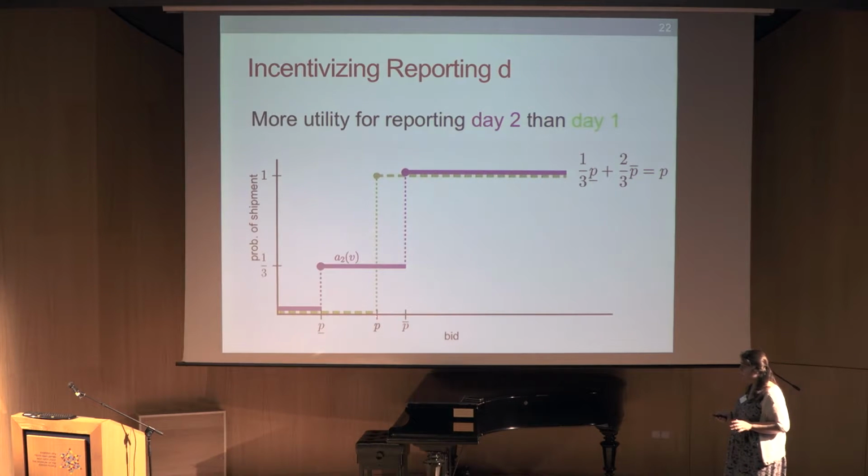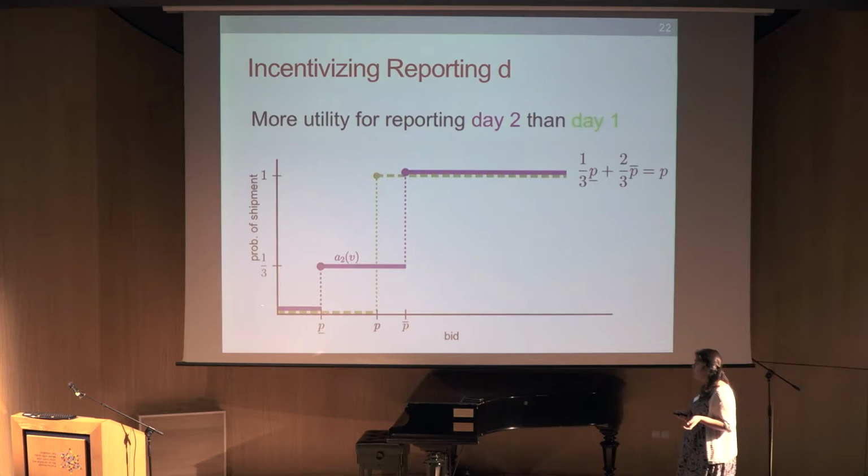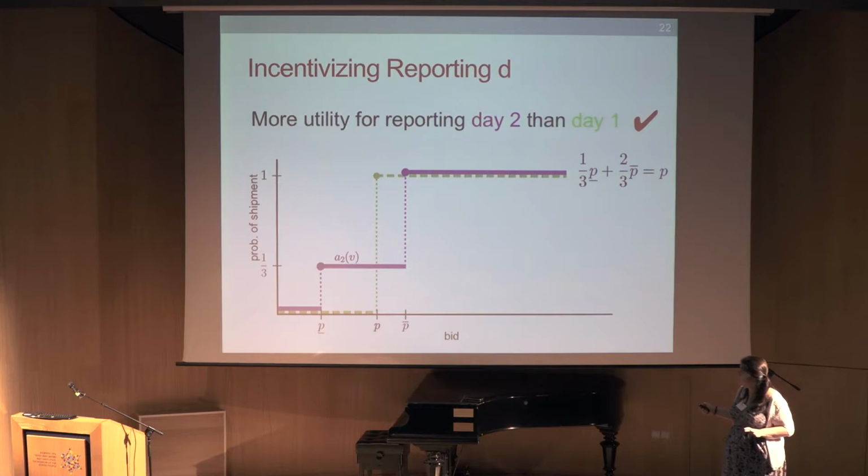So if you're posting the expected price on day 1, P, and you're randomizing over P lower and P upper, but posting the same expected price, the price in expectation, on day 2, you do have more area under the day 2 curve than under the day 1 curve at every point. So this is incentive compatible by our utility constraint.